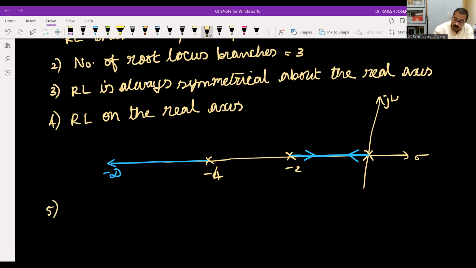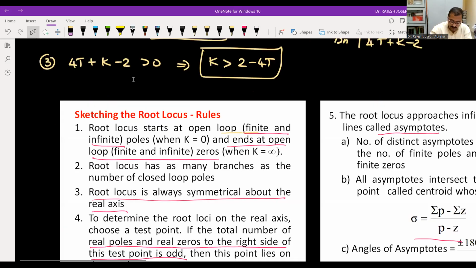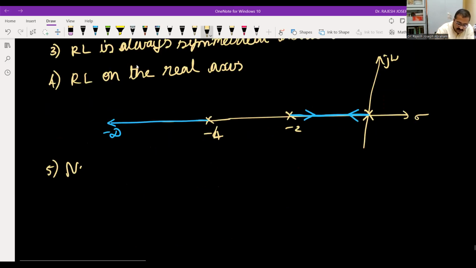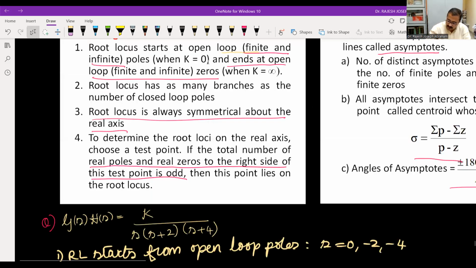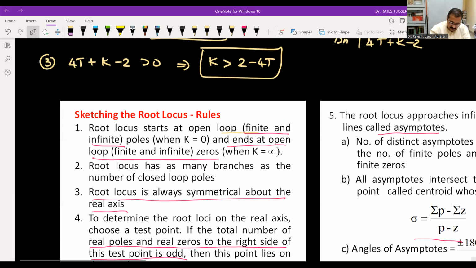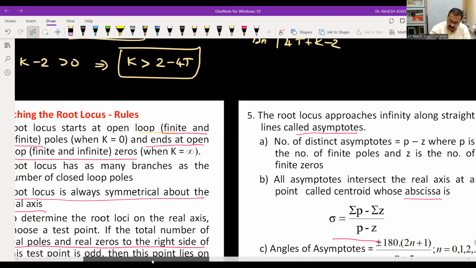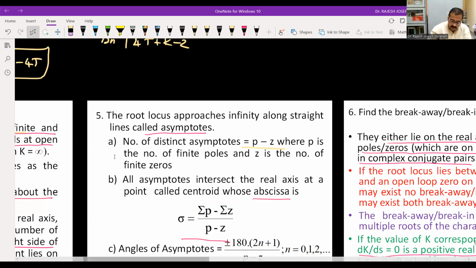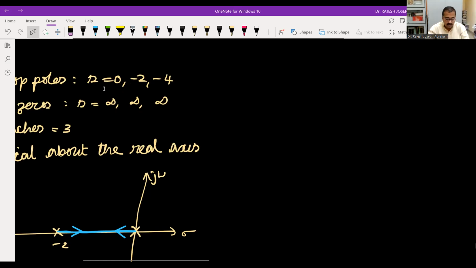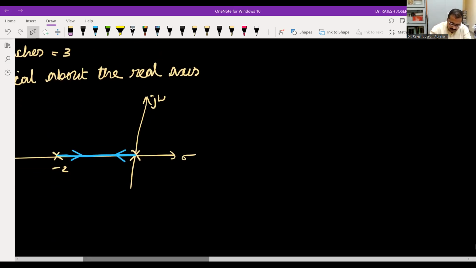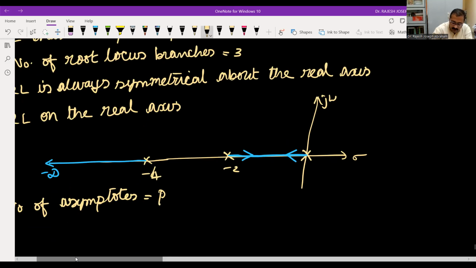Now, number of asymptotes. So how to find the number of asymptotes? That is given by P minus Z, where P is the number of finite poles and Z is the number of finite zeros. Here we have 3 finite poles and 0 finite zeros. So P minus Z is 3 minus 0, which is equal to 3.